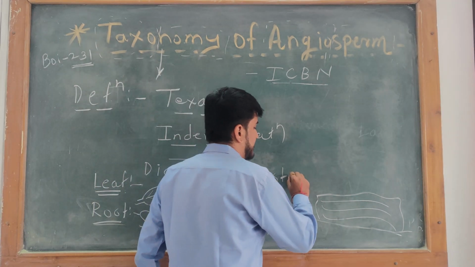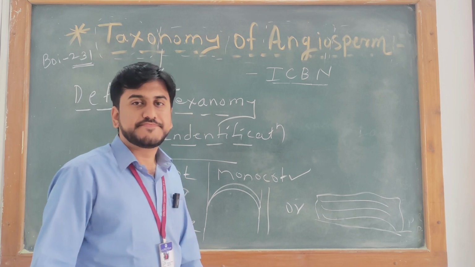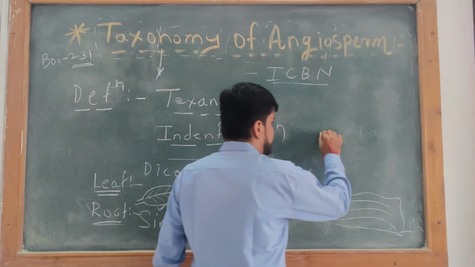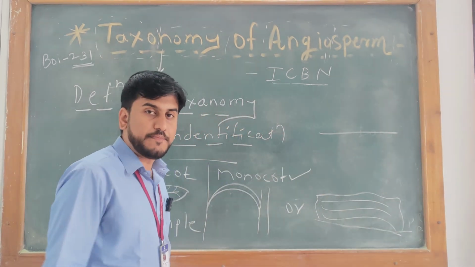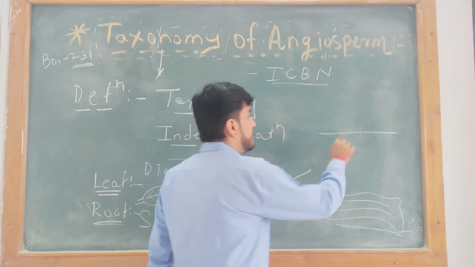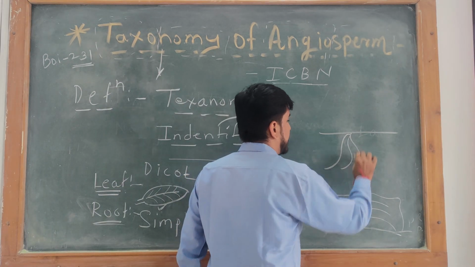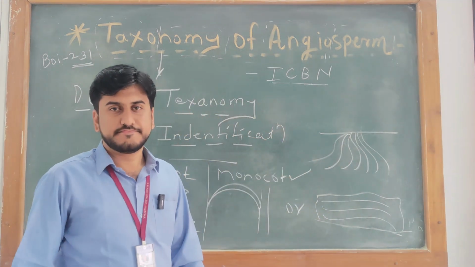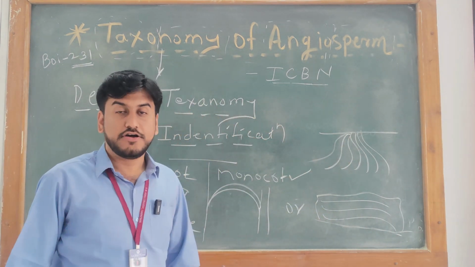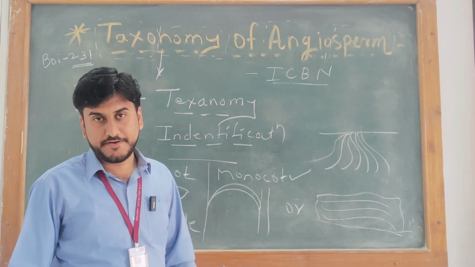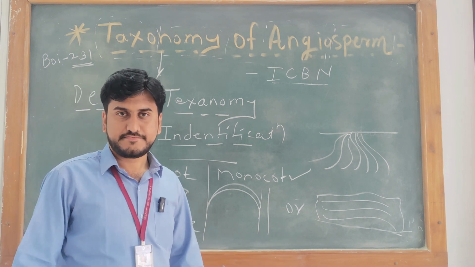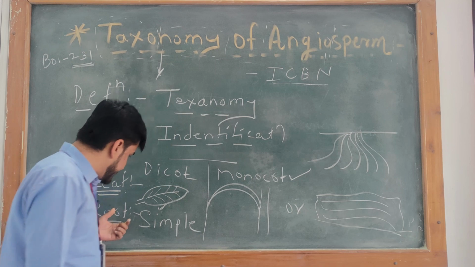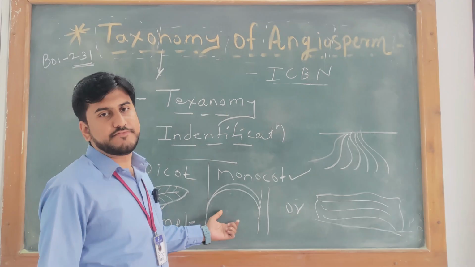So this plant is the monocot plant. The root systems of monocot plants are always fibrous or adventitious type. For example, Zea mays, Musa paradisiaca, or Canna indica. Okay, so this is the difference between dicot and monocot plants.